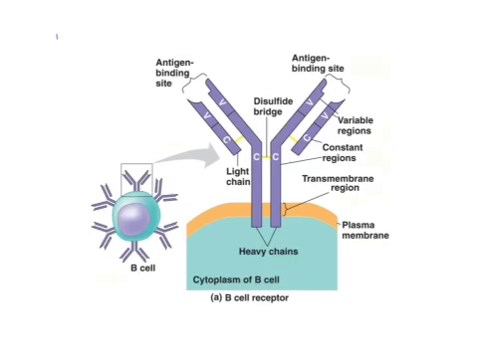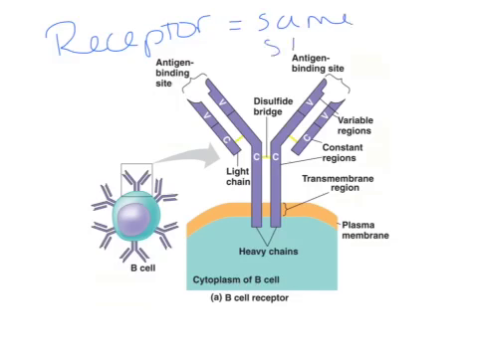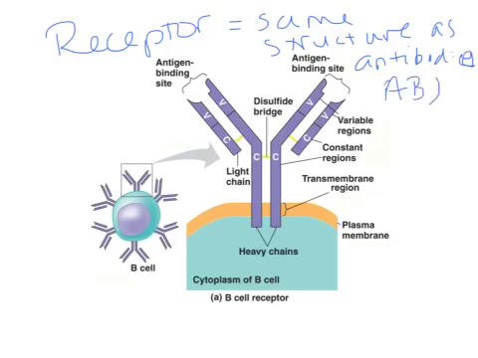The receptor on the B cell has the same structure as an antibody, because those B cells are going to make lots and lots of antibodies. Those antibodies need to look like the receptor. I cannot write today. A lot of times now you'll see antibody as AB.